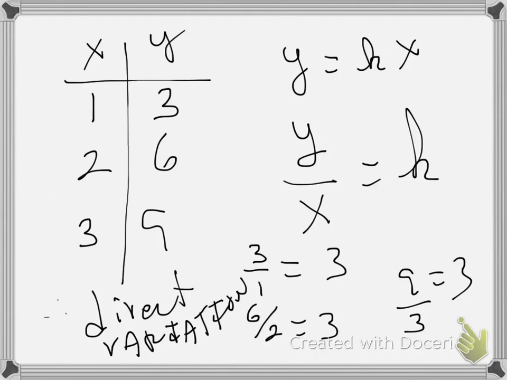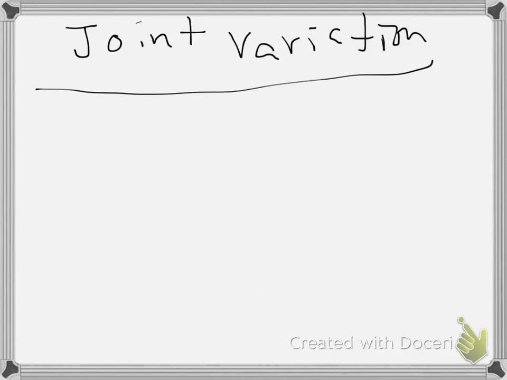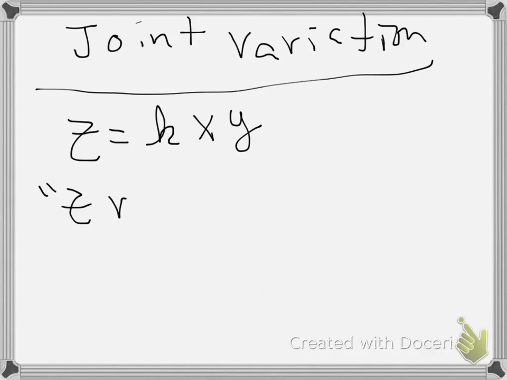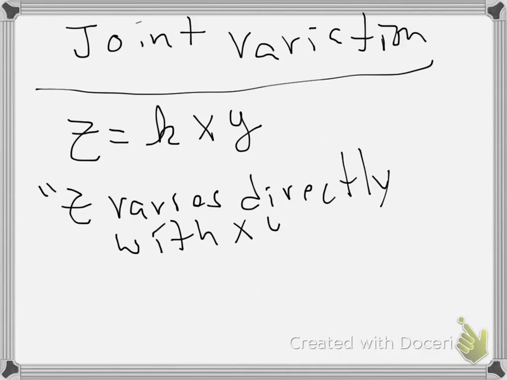All right. Now, there are also other types of variation, and they're called joint variation. And what we have is something like z is equal to k times xy. And we would say that z varies directly with xy.